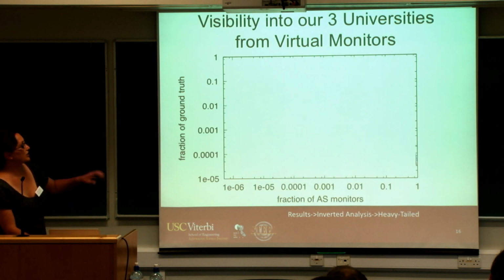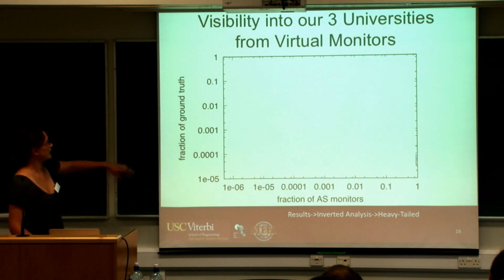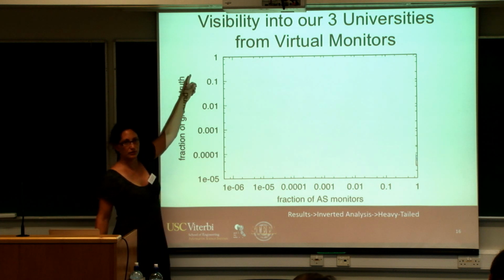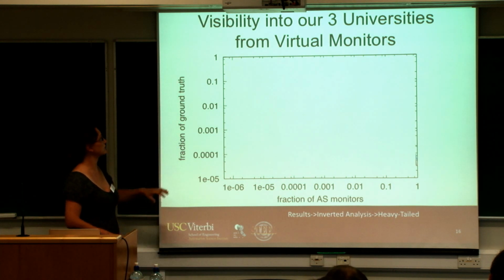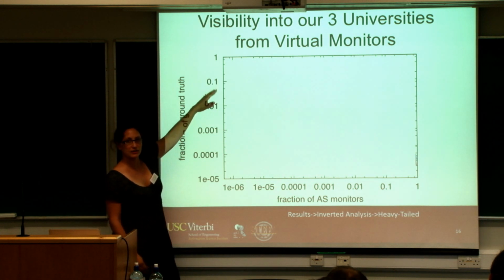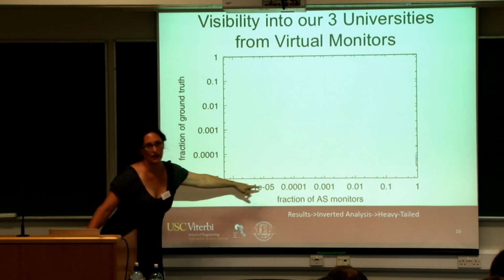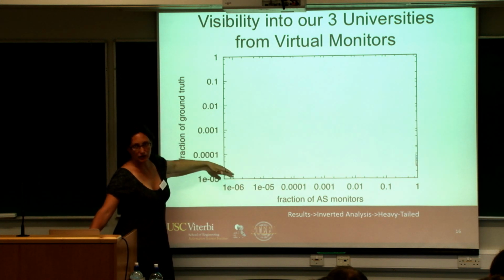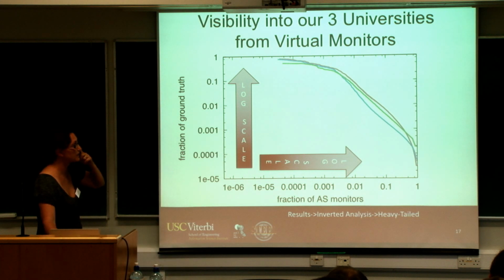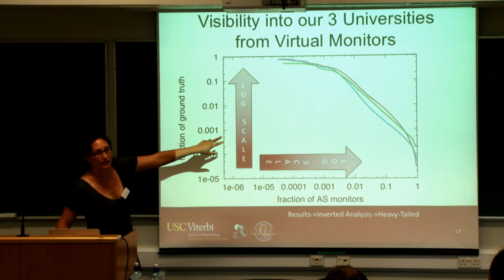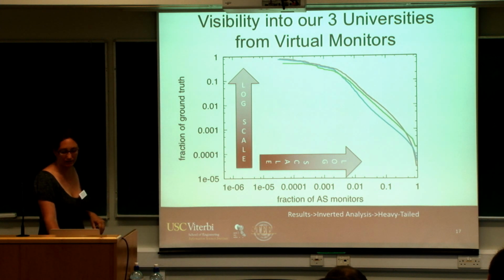First, I'll show you that visibility is bipartite and heavy-tailed. This graph here is the fraction of ground truth. In our K network, which is our corner universities, our edge networks, this is the fraction of ground truth, and it's logarithmic scale here, and it's the fraction of ANS monitors that see that fraction of our ground truth in our network. So again, it's log scale on both axes. And there are 3 lines here, each representing the 3 edge networks, the 3 universities we have traffic from.